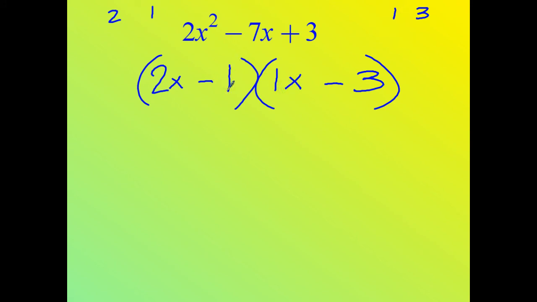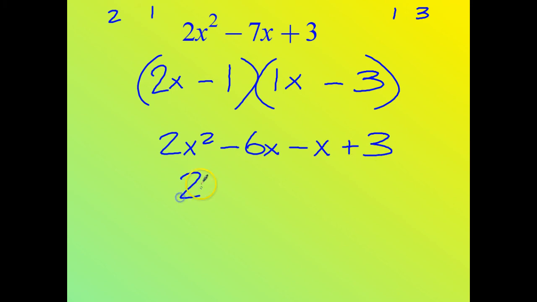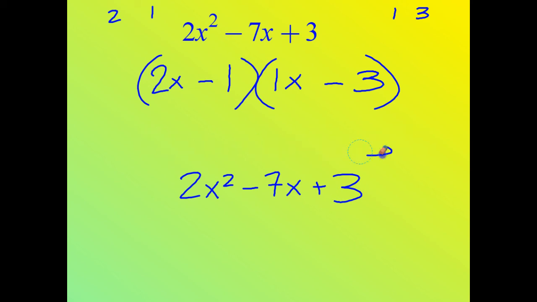If I check this, 2x times 1x is 2x squared. 2x times negative 3 is negative 6x. Negative 1 times negative x is negative x. Negative 1 times negative 3 is positive 3. Put it together and I get 2x squared minus 7x plus 3, and that works.